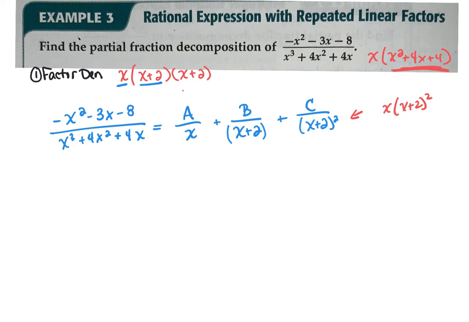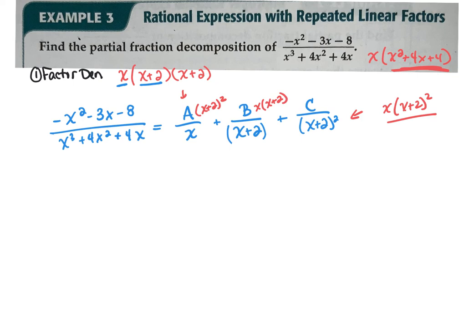Well, from the a, what is a missing out of this? A is missing the x plus 2 squared, right? That's what I need for that denominator, right? Does that make sense? What is the b missing? Well, b is missing x and one of the x plus 2's, right?